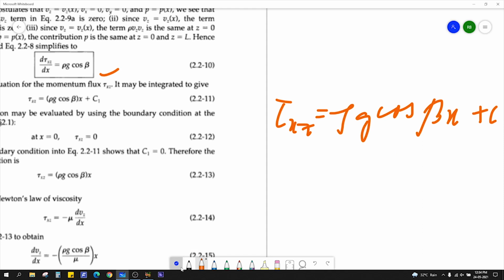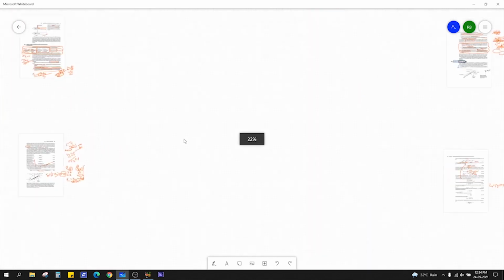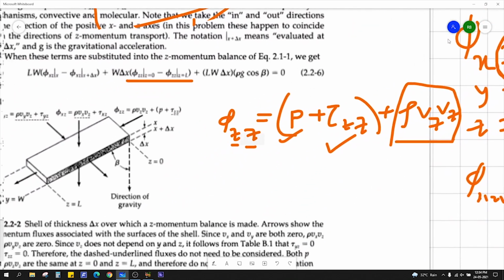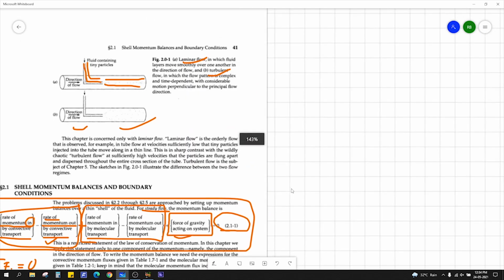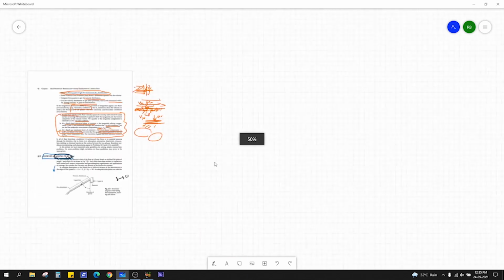If you see the diagram, you have to find out where the shear stress will be zero. Can you find where the shear stress will be zero? The shear stress is zero at this point. Why? I already told you about the boundary conditions. Yeah, here.